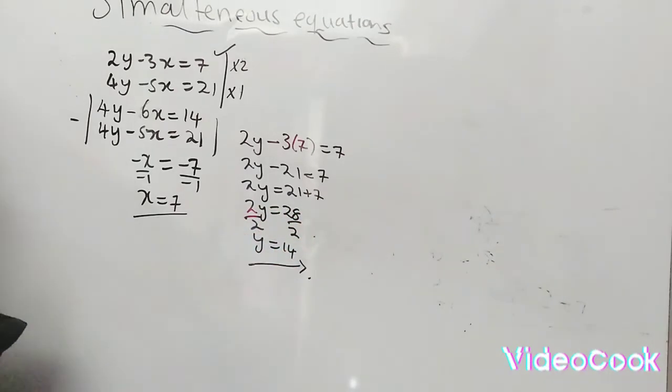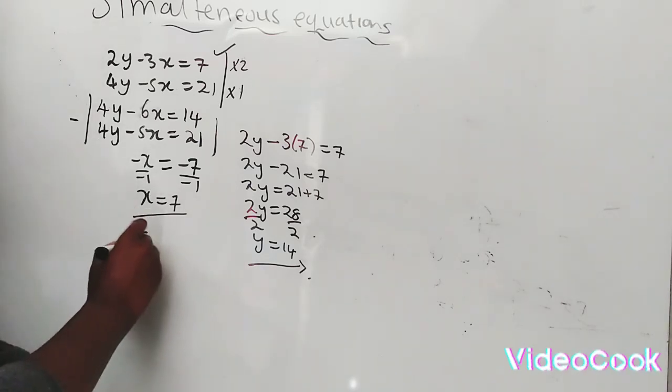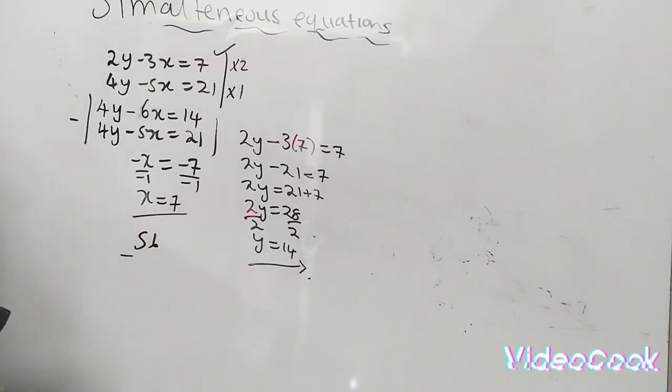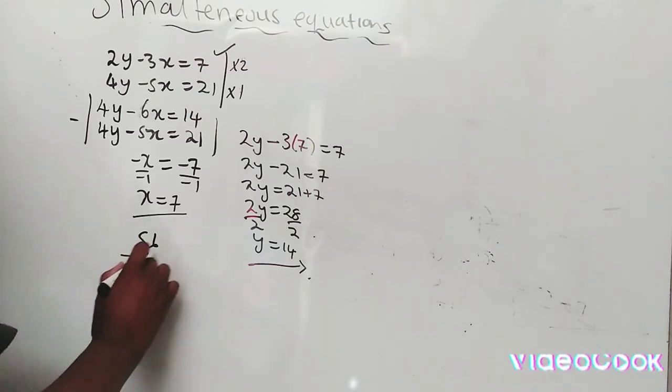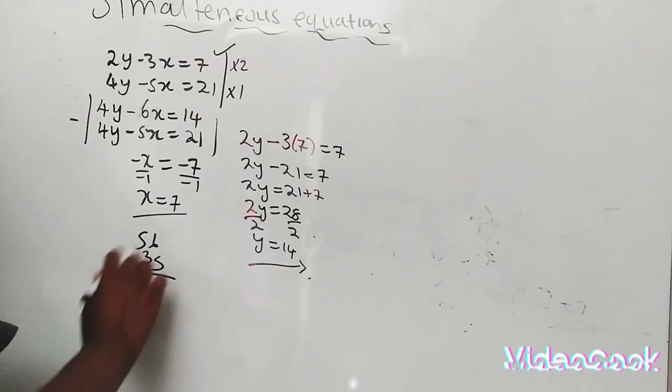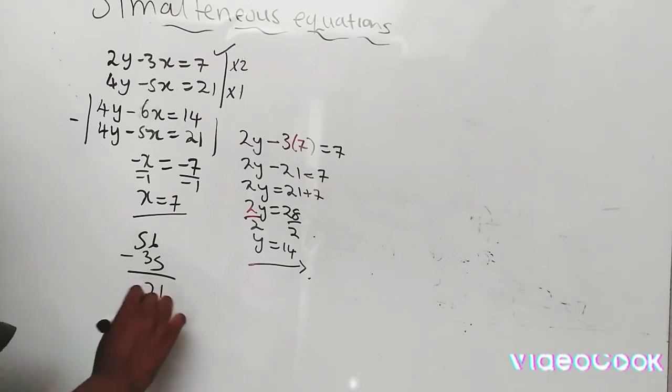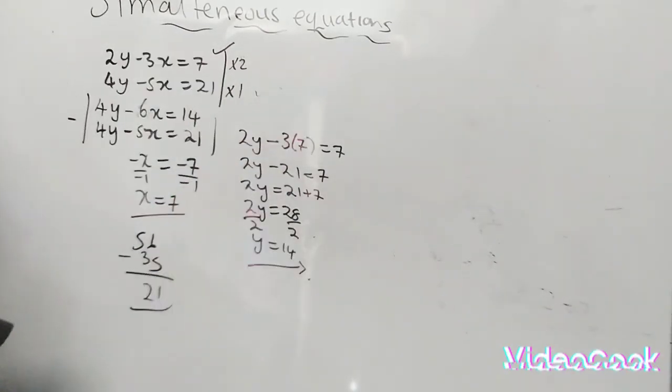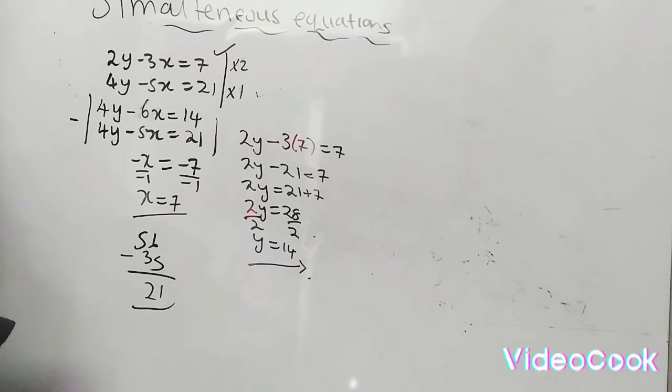Right? But then let's prove it. Are we correct or not? When we say 4y, that's 14 times 4. 14 times 2 is 28, 28 plus 28 will be 56, right? So 14 times 4 is 56. So we have 56 minus 5 times 7, which is 35. 56 minus 35 is 21. So this means that our value for x and our value for y is correct.